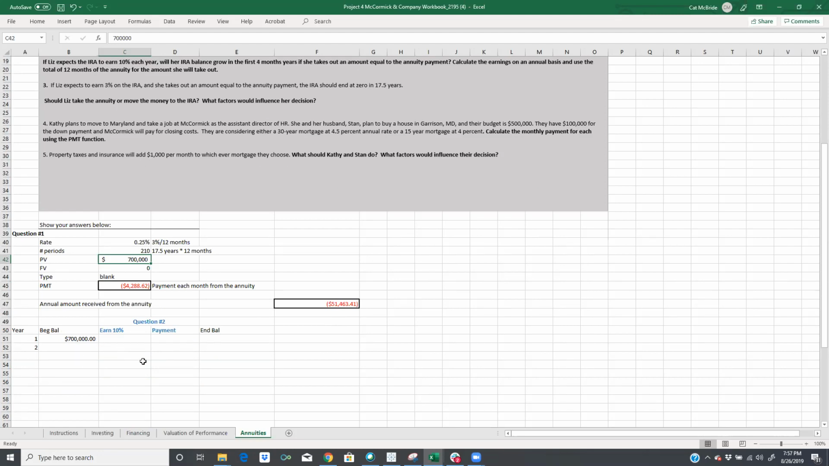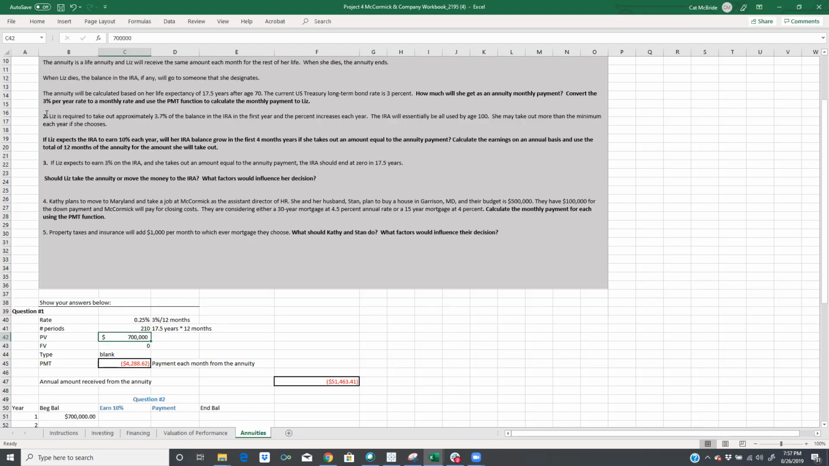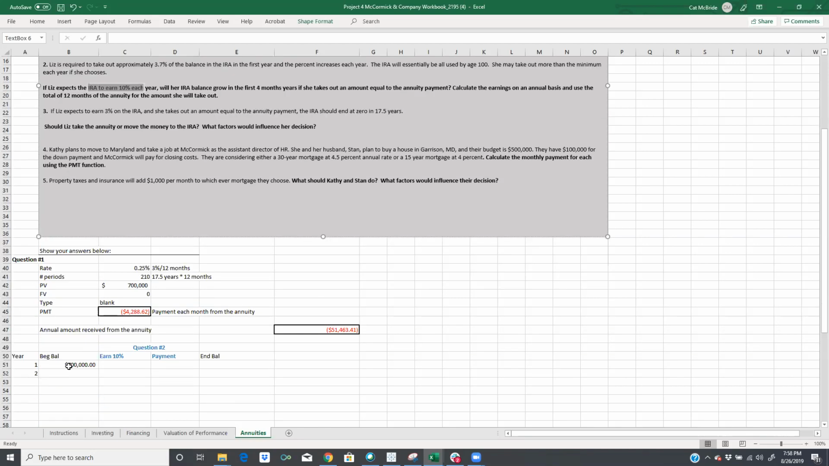Okay, so the next question is, we want to figure out if Liz expects the IRA to earn 10% each year. So now she's thinking about, instead of using an annuity, putting the $700,000 into an IRA. If she puts it into the IRA, it will earn 10% each year. So we're going to look at this by the year and by the month. So if we're looking at it by the year, we're going to say it earns 10%. So we have 700,000, so equals 700,000 times 10% for the year, 0.10.